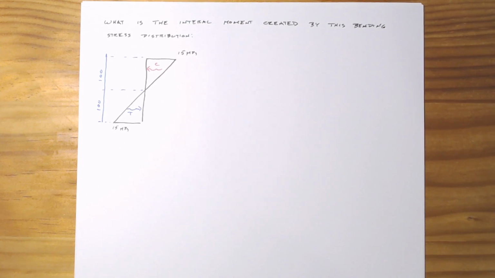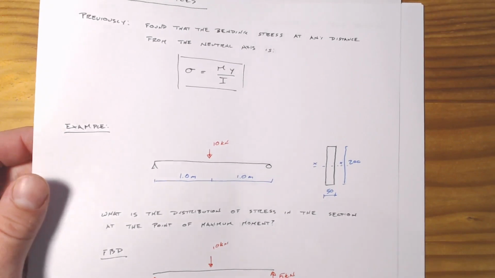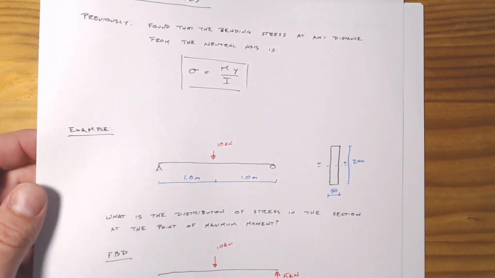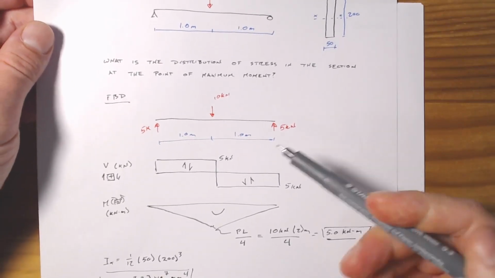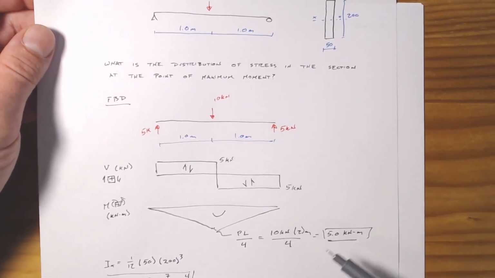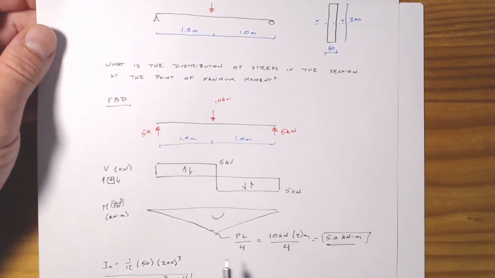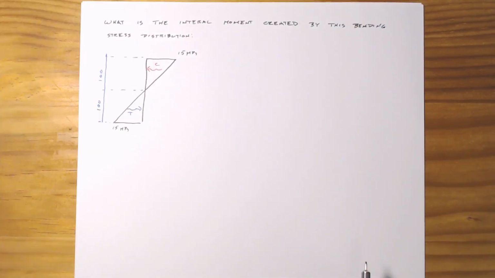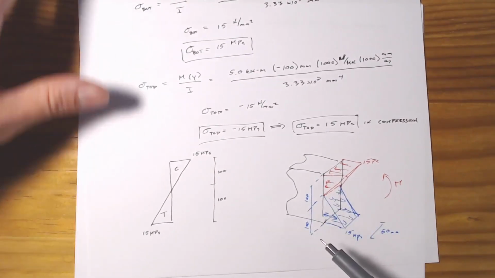Okay, so I have a follow-on video from our last one where we had a simply supported beam and we wanted to work out what our bending stress distribution was. And we went through, worked out what our maximum moment was, and what that internal moment was at the point of maximum moment, which was 5 kilonewton meters. And then from there, we worked out what our stress distribution was.